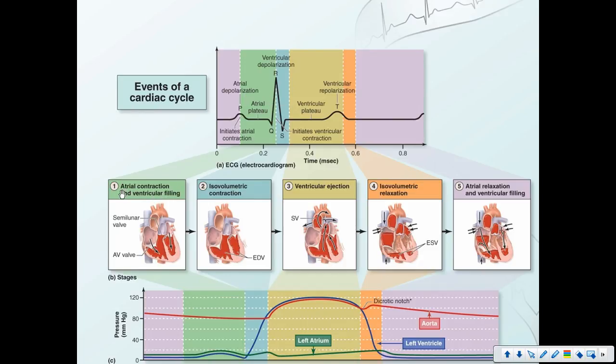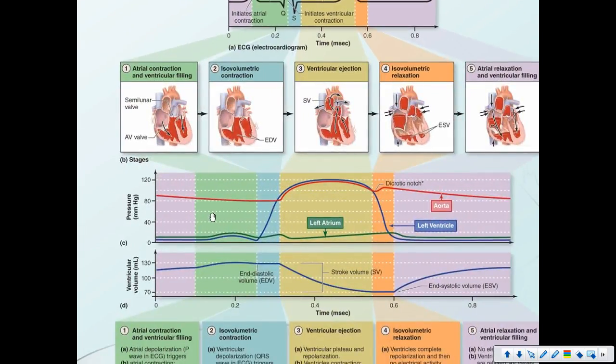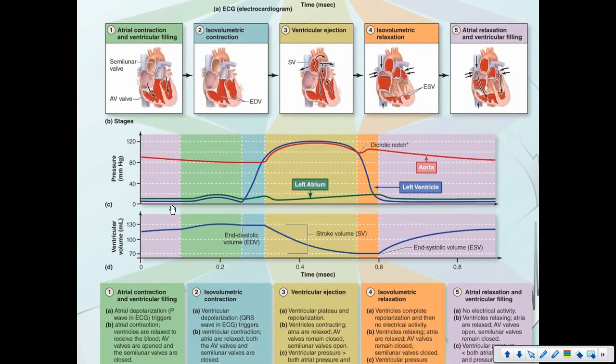You can see that that's atrial contraction and ventricular filling. And then here you can see this blue is the isovolumetric contraction, and so on and so forth. And you can follow that down here. You can even see what the pressure is in the different blood vessels or chambers of the heart. Okay? And you can even see the volume in the ventricles, depending on where you are.